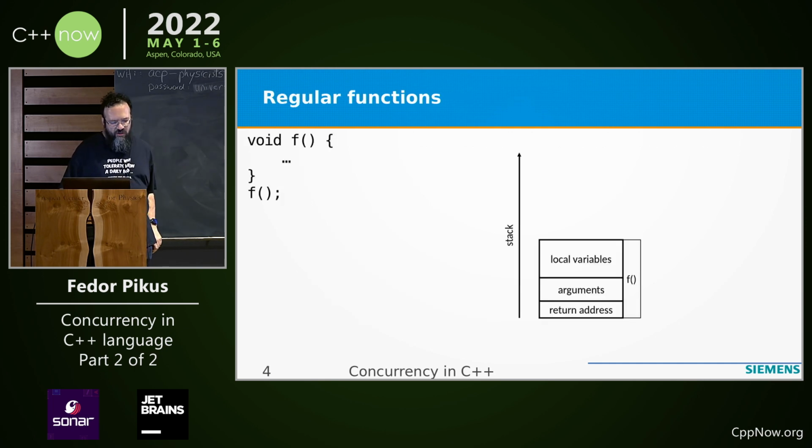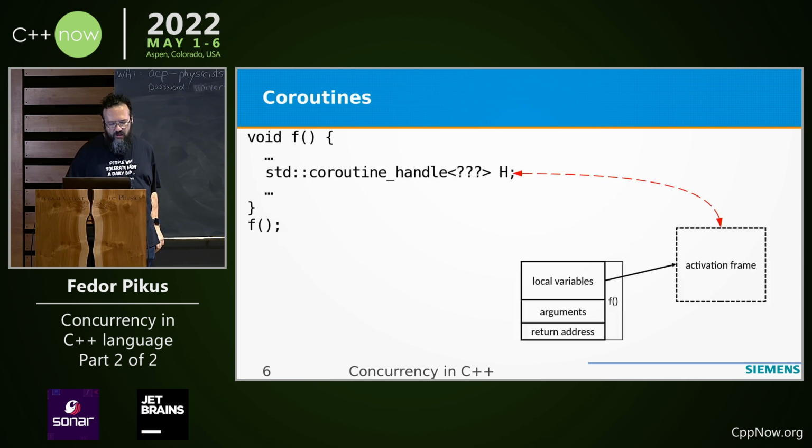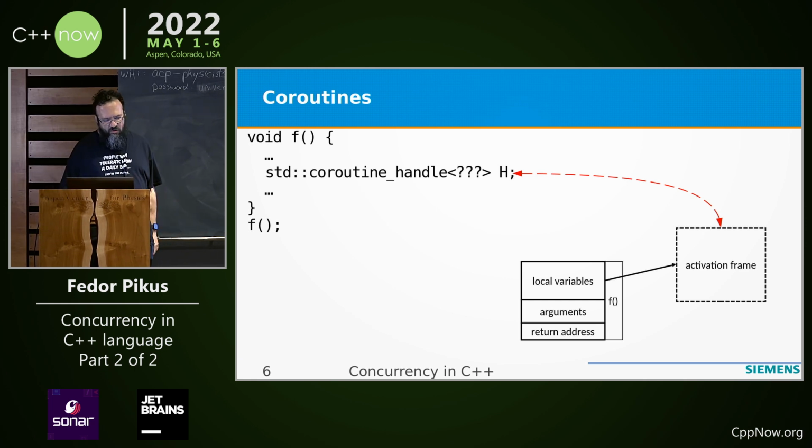So here is your normal function. It has a stack. I'm calling another function, add it onto the stack. Now here is a coroutine. What makes a coroutine a coroutine? Actually, nothing so far. We'll see. I'll show you what actually makes it a coroutine.